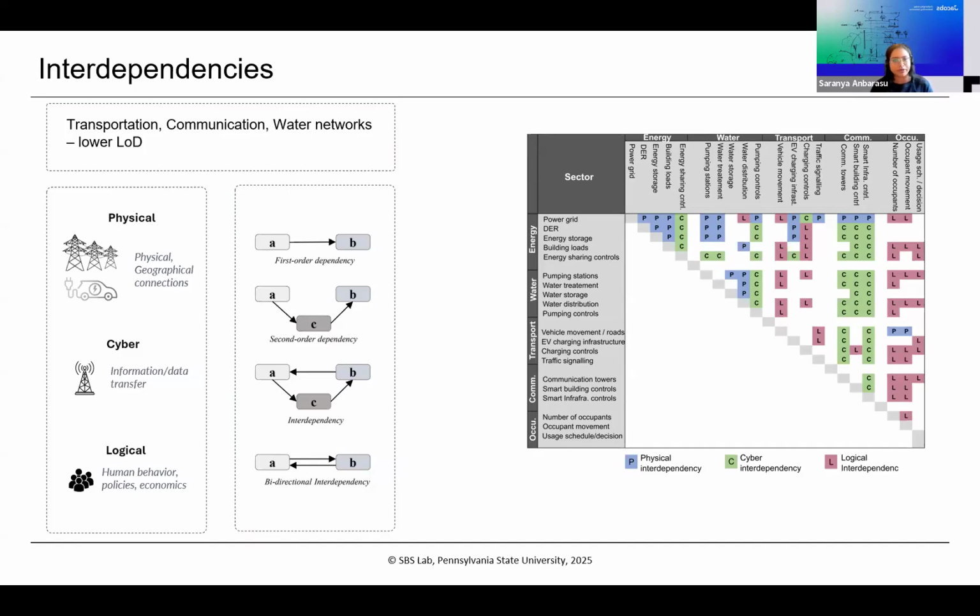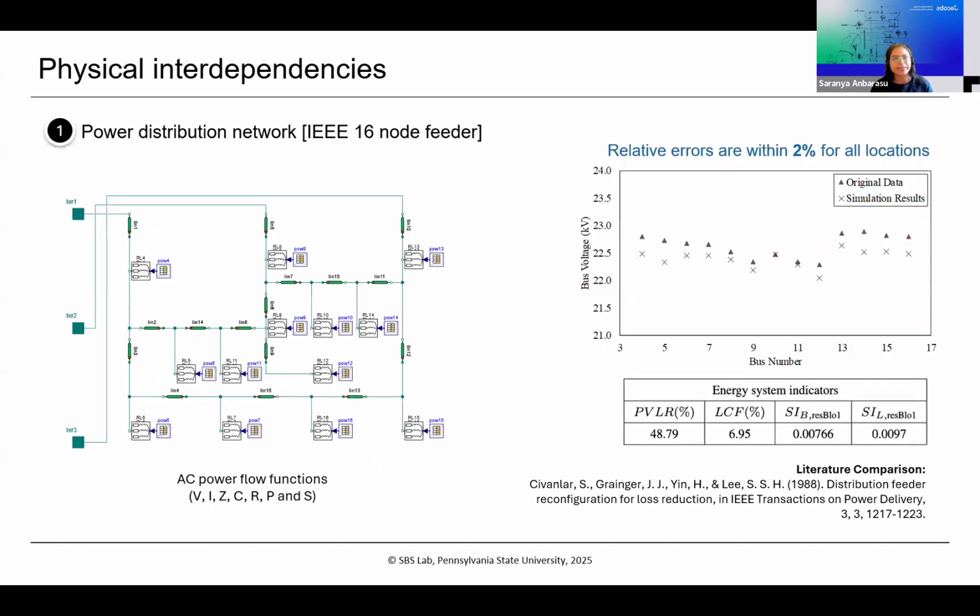So that's what I'm going to talk about now. Some are very direct, which includes these physical interdependencies, where you see the power distribution network where the lines become these physical connections or interdependencies. And these are modeled with the AC power flow functions, which include voltage, power, impedance, real and reactive power, and a lot more.